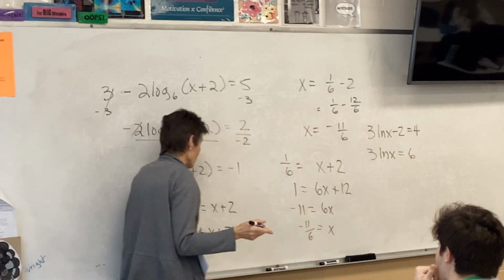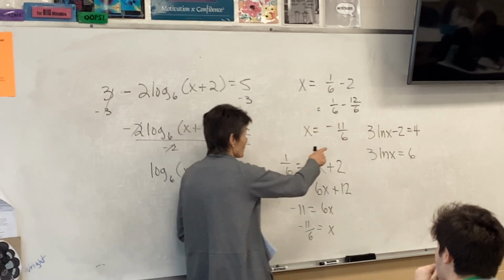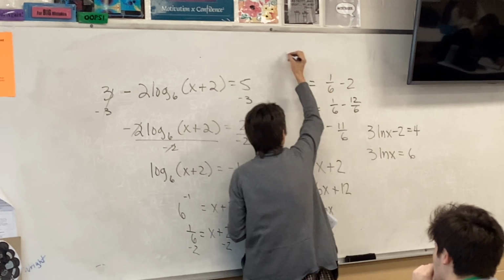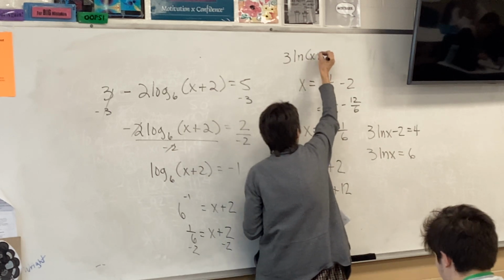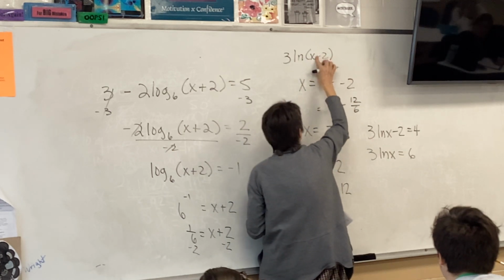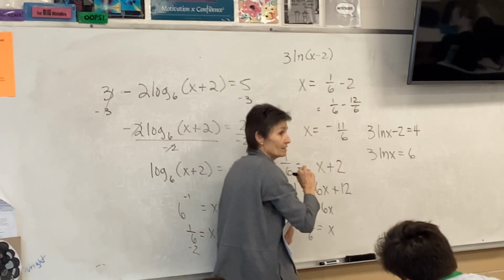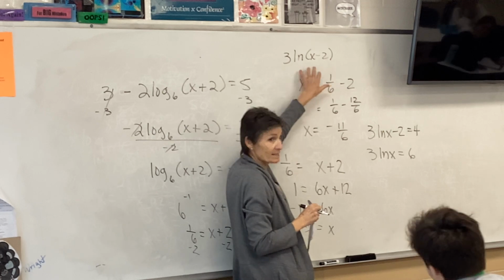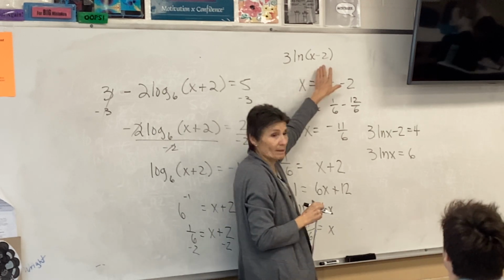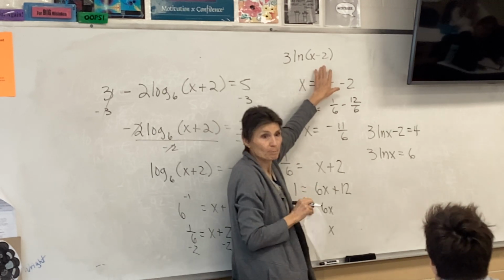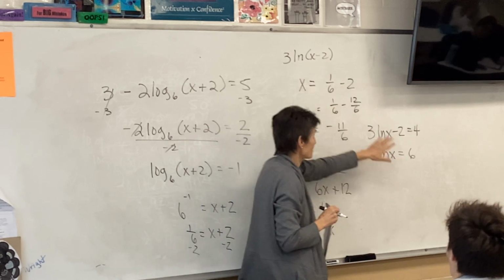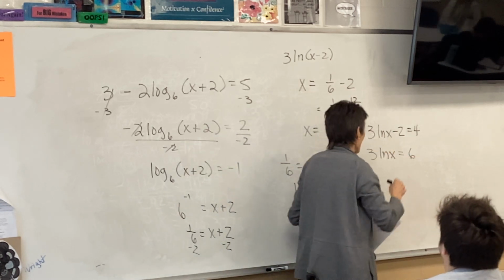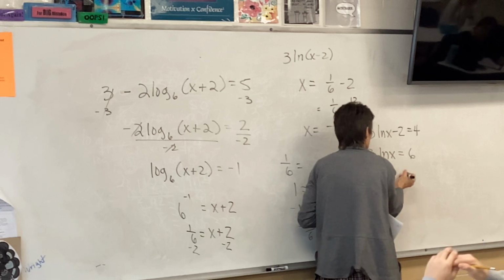I don't want anybody to get confused. This is not this. Okay, this is different than this. If this is what I had, then I wouldn't be able to add 2, because it's inside the parentheses. But that isn't what I have here. So I'm going to add 2 first, then I'm going to divide by 3.